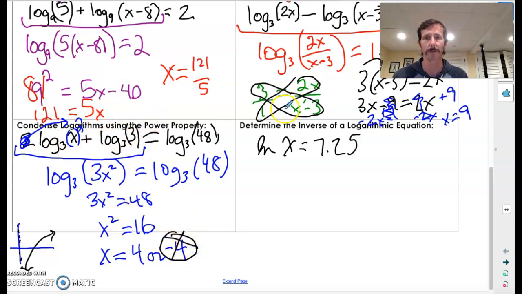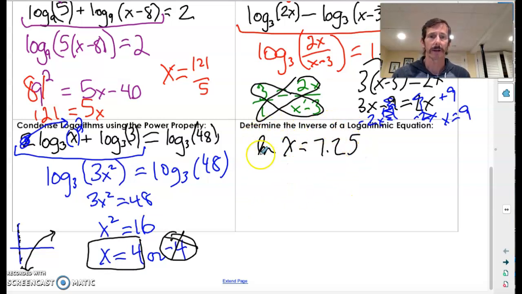So what I was doing a minute ago is I was looking at all my answers and making sure that when I plugged them back in, it didn't equal 0 or a negative number inside the logarithm, because that's not allowed. So sometimes you end up with a false solution, and that was the case here. So my only answer is actually x equals 4. It doesn't happen very often, but something to watch out for.